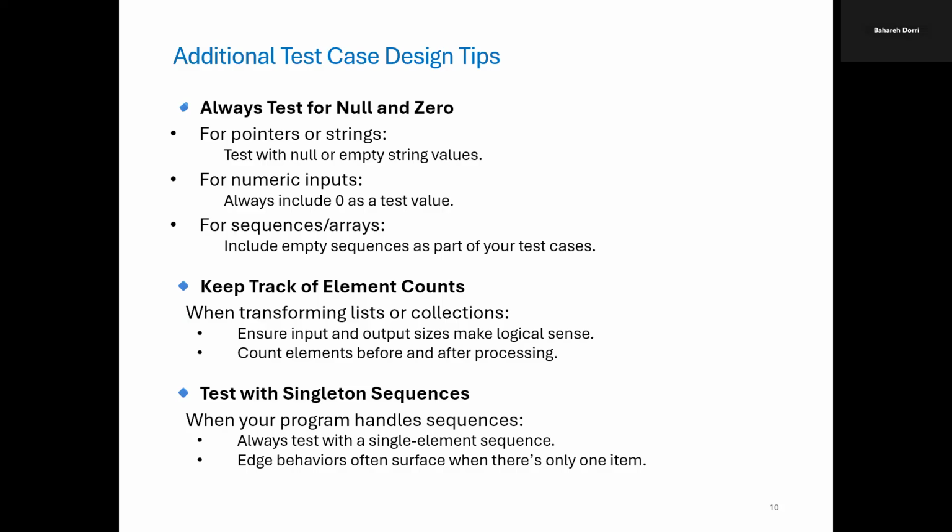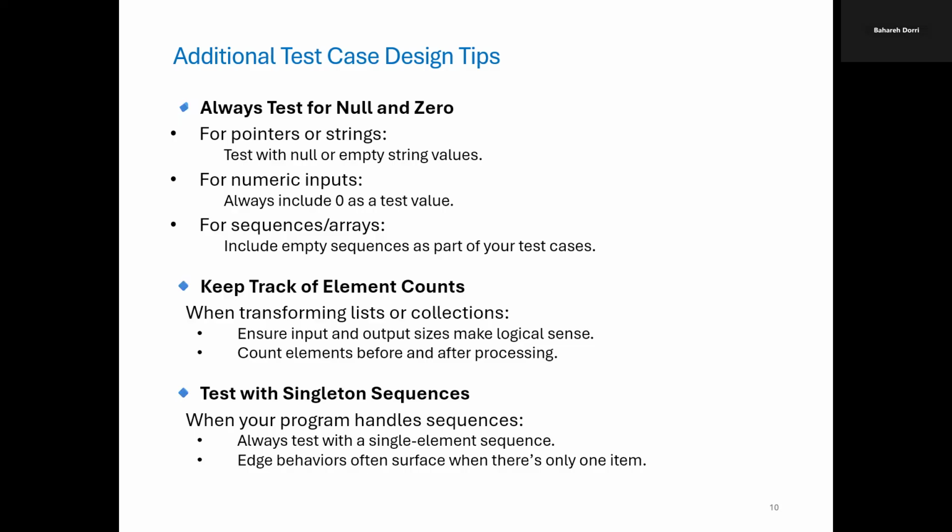Now, when your program transforms lists or sequences, make a habit of counting elements. For example, if you start with 5 items and filter out 2, your result should be 3. It sounds simple, but keeping track of these counts can help you catch bugs where elements get accidentally dropped or duplicated.